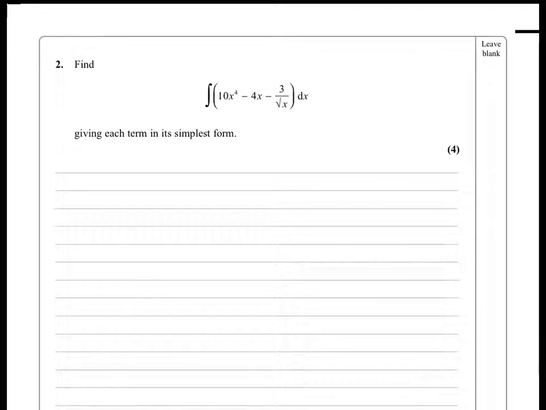Question 2. Oh, don't be caught out. You're going to get an extra mark for that little something called plus C, because we have got an indefinite integral. Indefinite integral, we do not have any numbers on the integral sign, so all it's asking us to do is integrate this expression, and it wants each term in its simplest form.